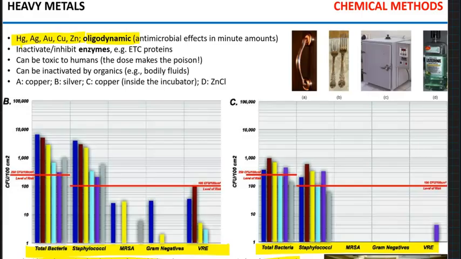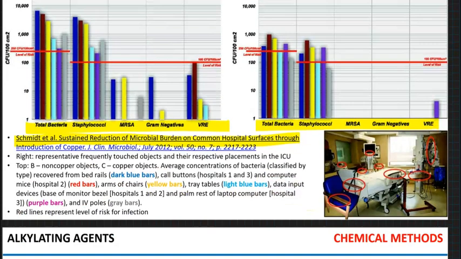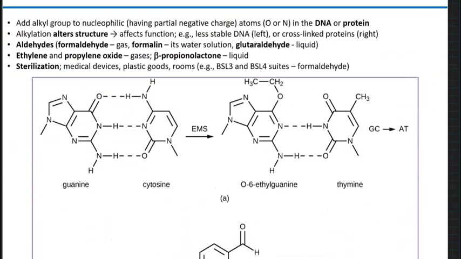Because if copper screws up the protein so much, there's no way you can adjust the protein without changing its function. You can't become resistant to a fire. This is sort of a chemical fire for bacteria. Okay, does that make sense? Yeah? Okay. So again, that's how they work. And the last bit is alkylating agents.